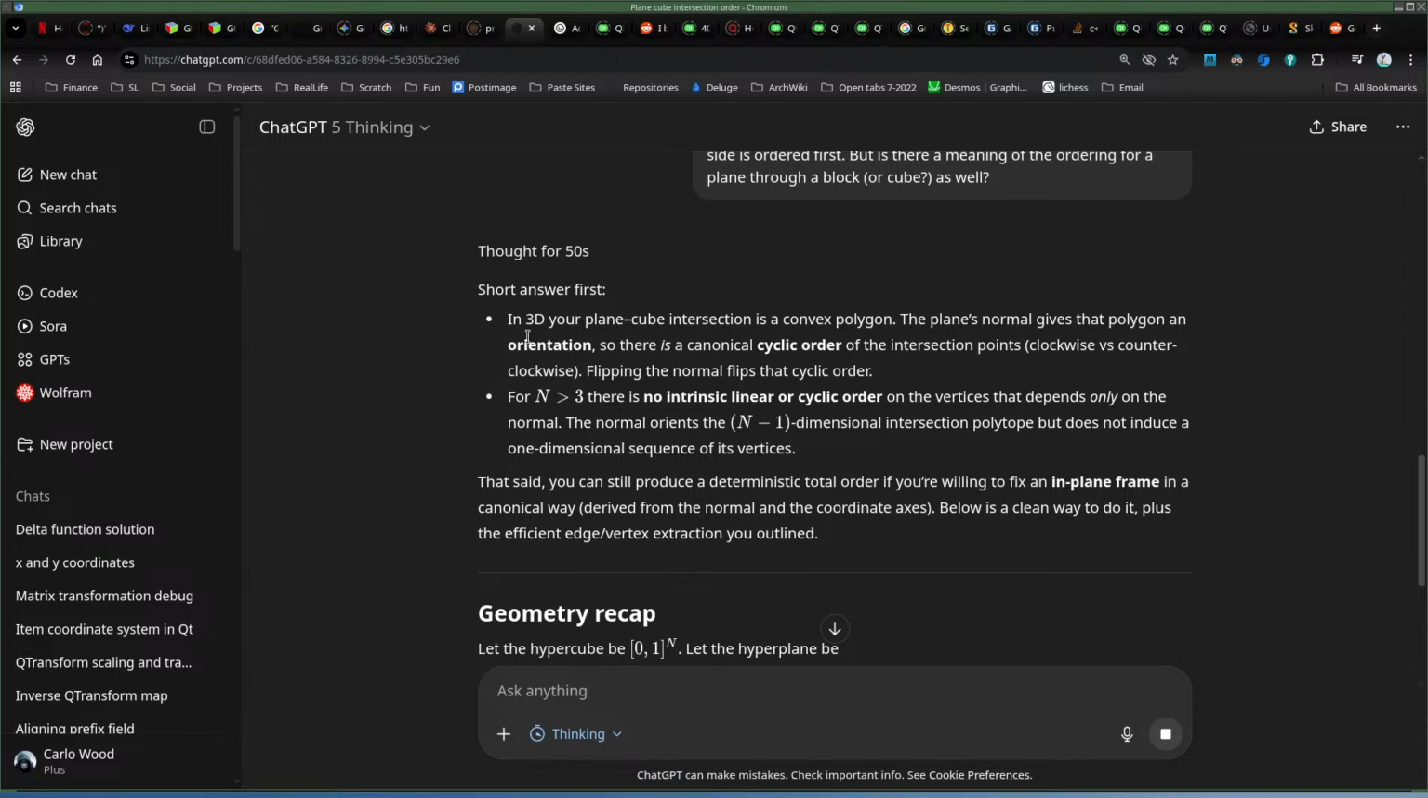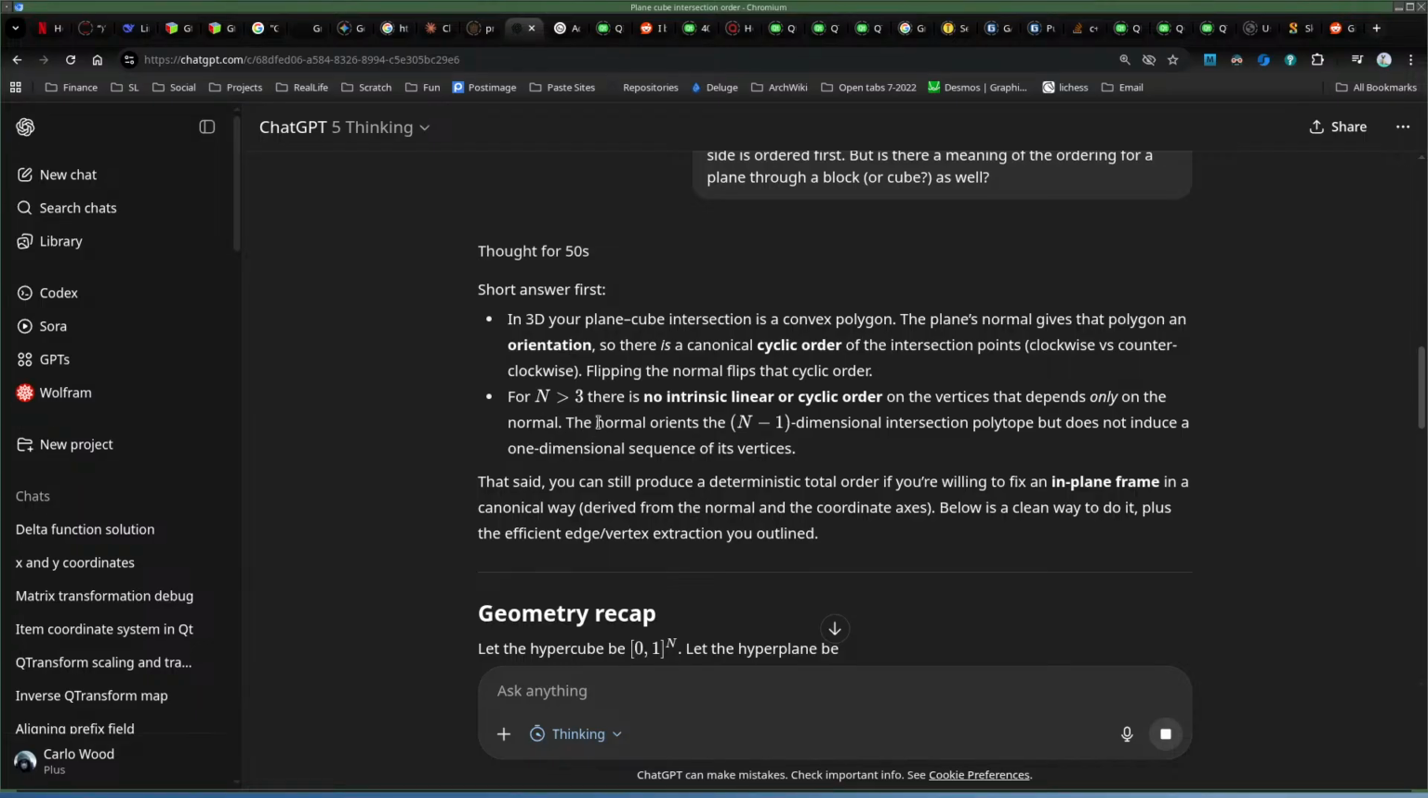Short answer first. In 3D, your plane cube intersection is a convex polygon. The plane's normal gives that polygon an orientation. So there is a canonical cyclic order of the intersection points, clockwise versus counterclockwise. I am impressed already. Flipping the normal flips a cyclic order. Yeah, I like that. I like that a lot, actually. I am impressed.